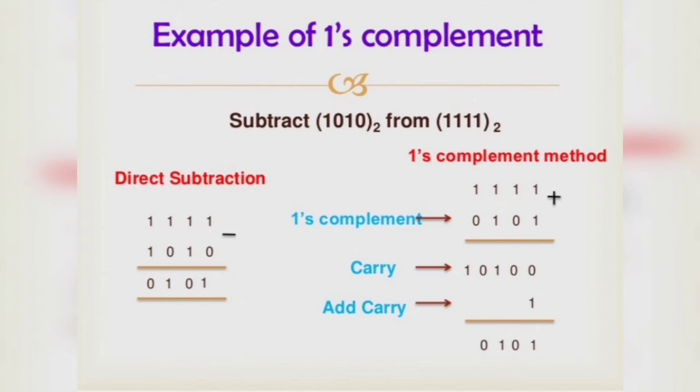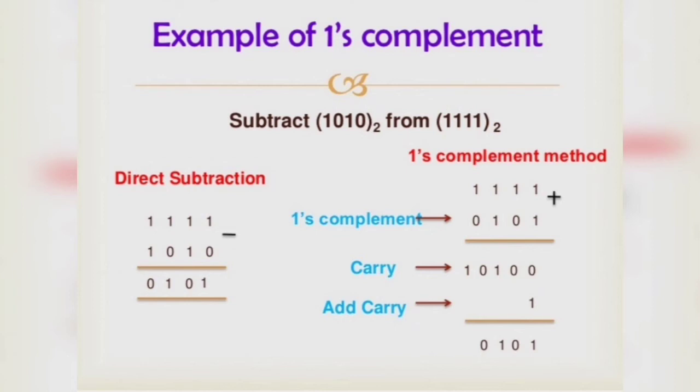We can do the same with the 1's complement method. First we write 1111 as it is and we make the 1's complement of 0101. It means we convert 0's to 1's and 1's to 0's. It becomes 1010. Then we add. 1 plus 1 is 10. We write 0 as it is and take 1 as carry.